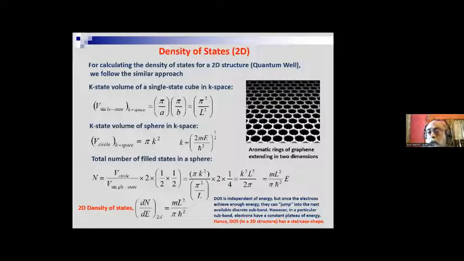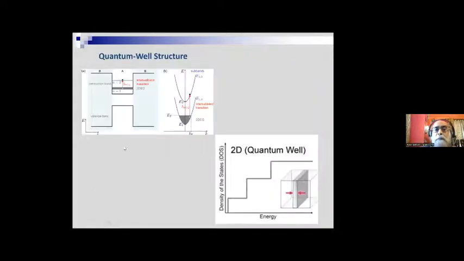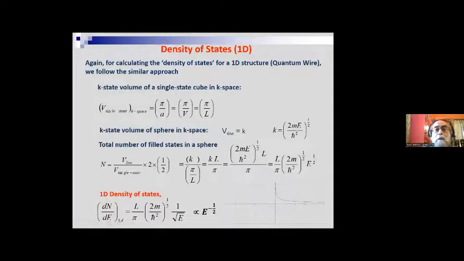But actually, what happens is when the electrons achieve enough energy, they can jump into the next available subband. However, in a particular subband, electrons will remain at a constant plateau of energy. So it means you will have different subbands, and in each subband, electrons can have a constant plateau of energy. So you are having a staircase structure. You can see you are having a staircase structure for a quantum well structure.